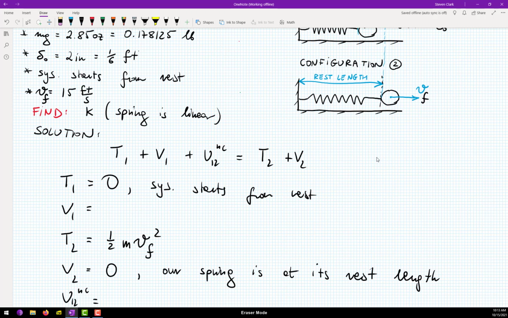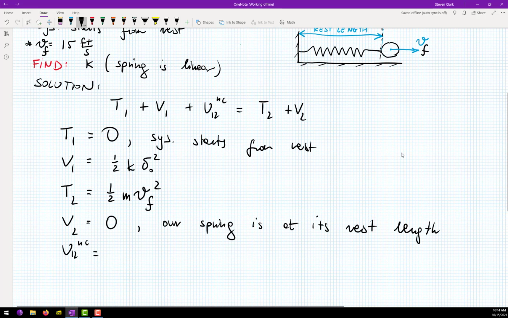So now let's do 80% of the problem. How about V1? That spring is linear, and that spring is pre-compressed. Let's check the other board for the expression, but I'm sure that you remember. The potential energy here will be 1/2 K delta 0 squared. This is our potential energy at the beginning. So we have 80% of the problem done. Now let's go for 100%. We have to find this thing.